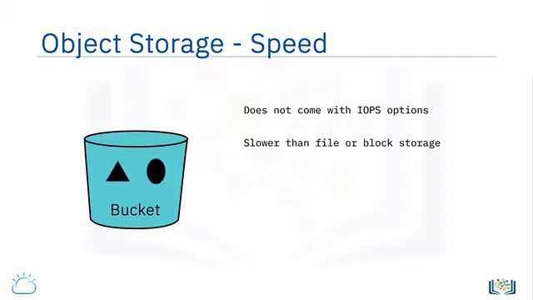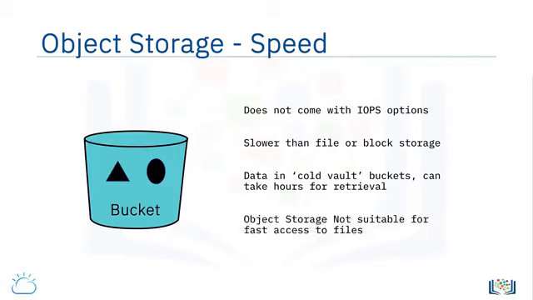Object storage tends to be very slow in comparison with file or block storage, where downloads typically take seconds, if not longer, to complete. Where providers offer cold vault buckets, data retrieval from these tiers can sometimes even take hours because the storage is kept offline. If your application needs fast access to files, then object storage may not be a good option.